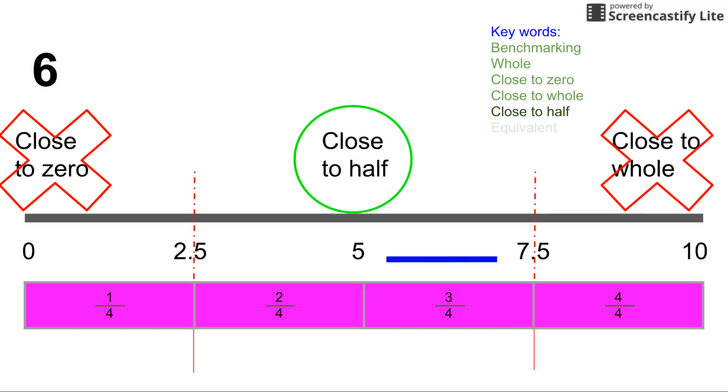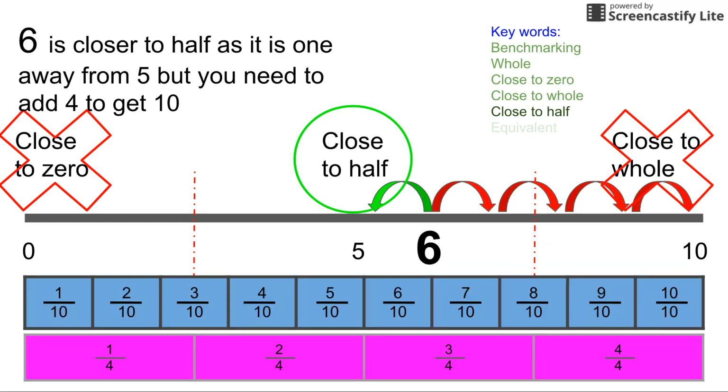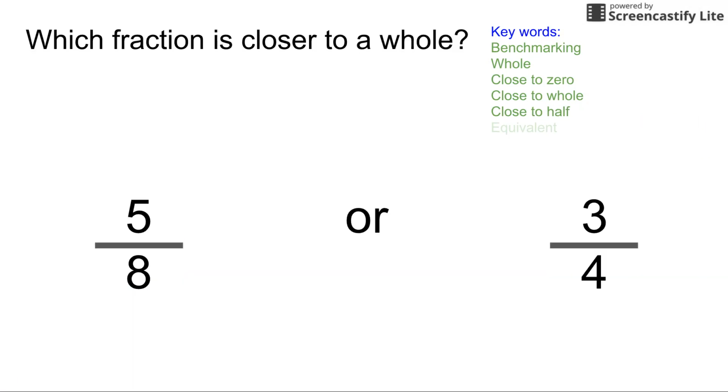We can demonstrate this if we count how far 6 is both from our half and our whole values. 6 is closer to a half, as it is only 1 away from 5, but you need to add 4 to get to a whole, or 10. Benchmarking can also help us visualize whether a fraction is close to 0, half, or a whole. Let's look at how benchmarking can help us with fractions. Here's an example. Which do you think is closer to a whole, 5/8 or 3 quarters?